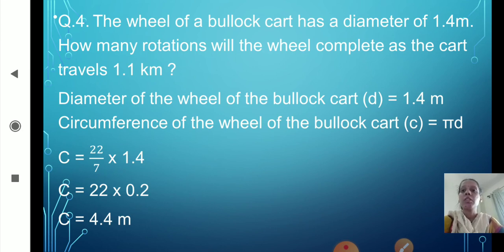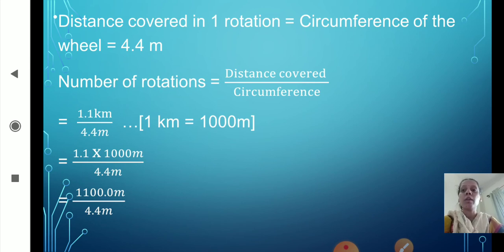The distance covered is given in the question, 1.1 kilometer. And the circumference is 4.4 meter. Now the circumference is in meter and the distance covered is in kilometer, so we will convert the distance into meter. How will you convert 1.1 kilometer into meter? 1 kilometer is equal to 1000 meters. So 1.1 kilometer is equal to 1.1 multiplied by 1000. So the answer is 1100 meter.